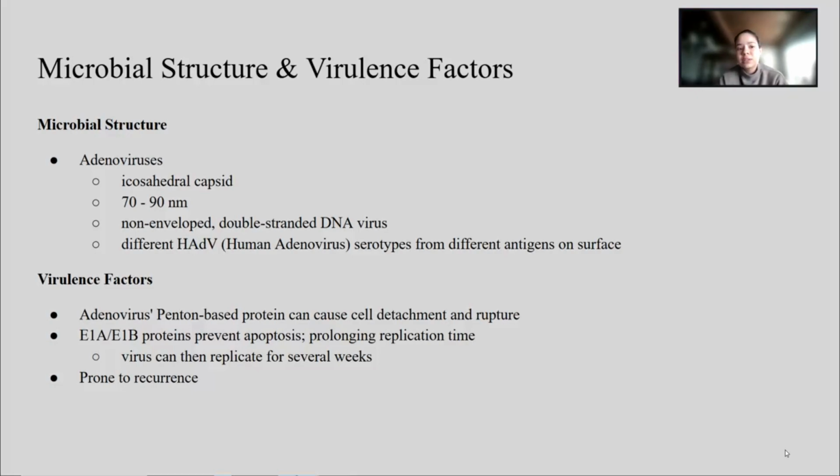The virulence factors for viral conjunctivitis are adenovirus penton-based proteins that can cause cell detachment and rupture. There are E1A and E1B proteins that prevent apoptosis, which prolongs the replication time. By prolonging the replication time, the virus can then replicate for several weeks, and this is prone to reoccurrence. It's possible that if you've had pink eye once, or some sort of infection, you can get it again.